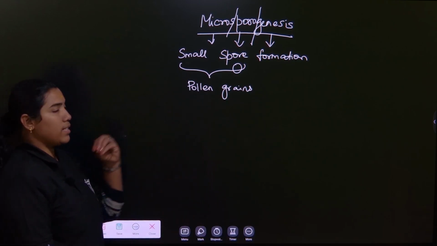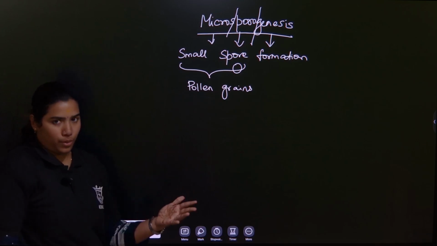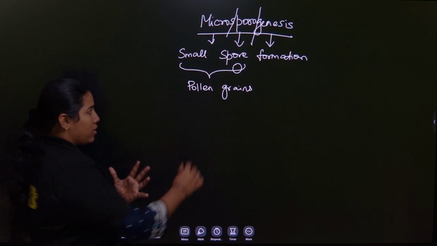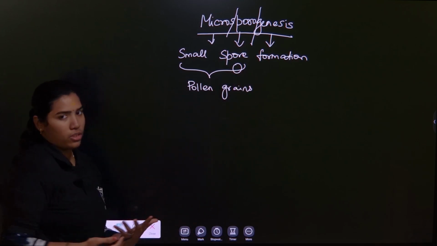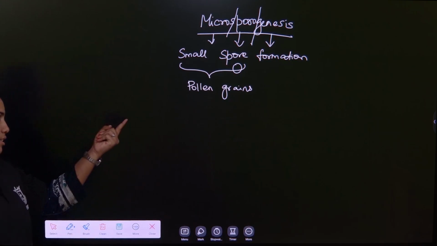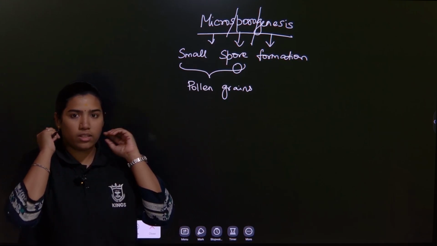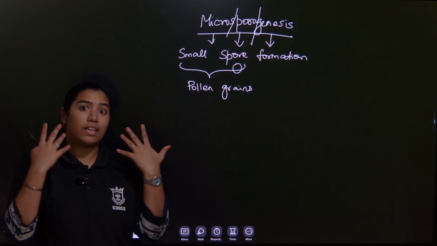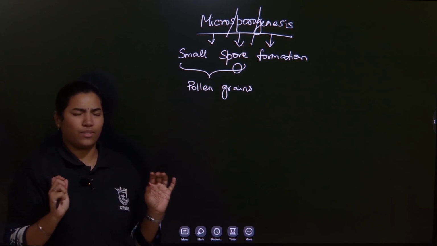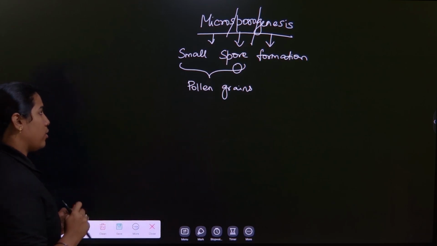So pollen grains are the small spores that we are discussing. They'll be very small in size and they'll be dispersed by wind. They'll be of different shapes, but most commonly they'll have this shape, and they have a lot of ornamentation. What do you mean by ornamentation? Like we wear earrings and nose pins, they'll have beautiful decorations on the surface. We'll look into every detail, do not worry.